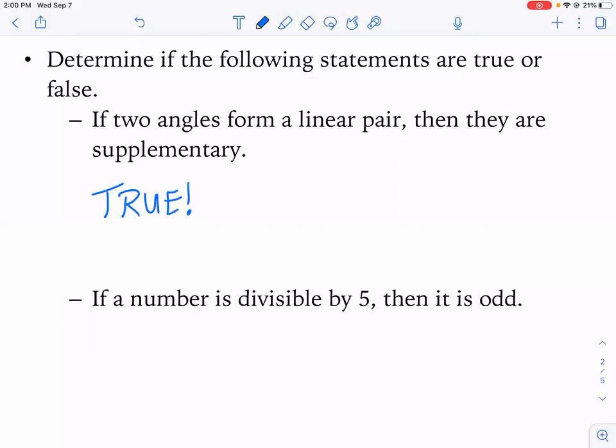Now, what about this? If a number is divisible by 5, then it is odd. Okay. Now, if it is going to be false, then we have to provide a counterexample. Who can give me, Layla, a counterexample? 30 is divisible by 5, but it is not odd.